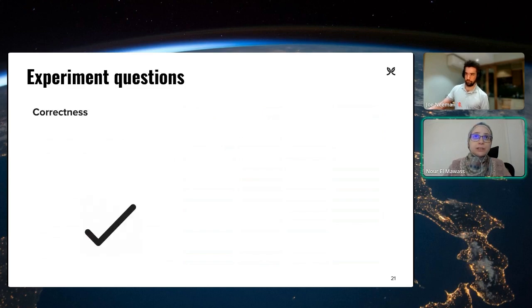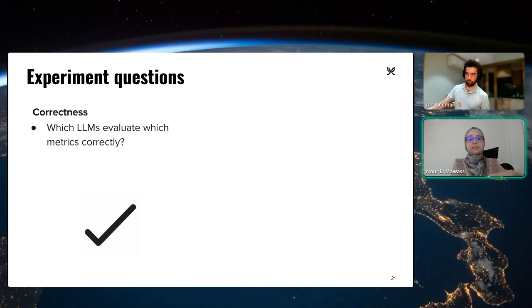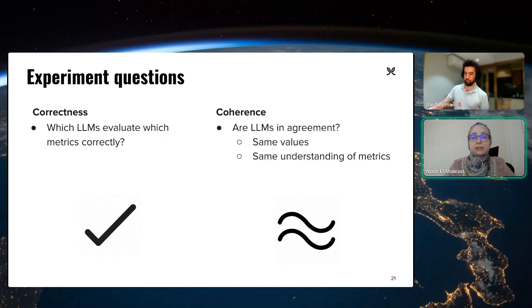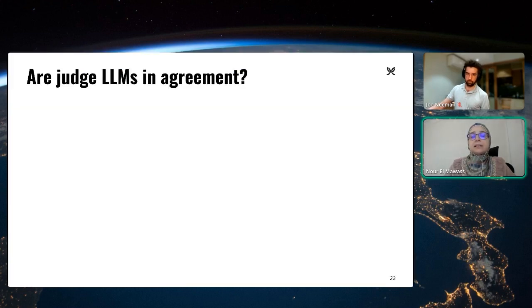So we had 2 questions that we wanted to answer in this experiment. We wanted to know whether the LLMs are giving us a correct answer. So if the faithfulness, we know it to be 30%, for example, are the LLMs giving us this value exactly? And if it's not the case, are the answers at least coherent? So even if the answer is not correct, do we at least have the same value returned by the LLMs? And let's start by trying to address the second question, which is, are these judge LLMs in agreement or not? And the short answer is no.